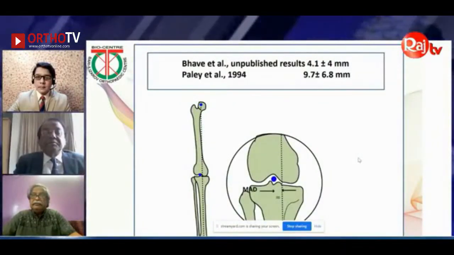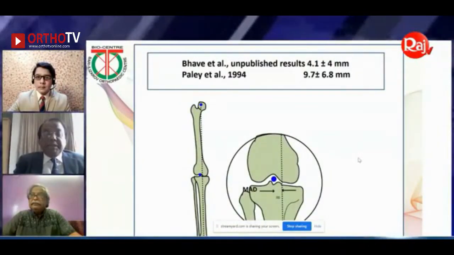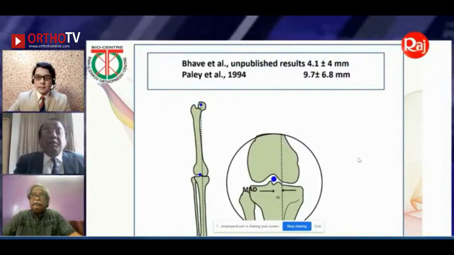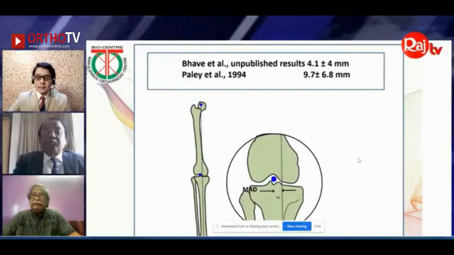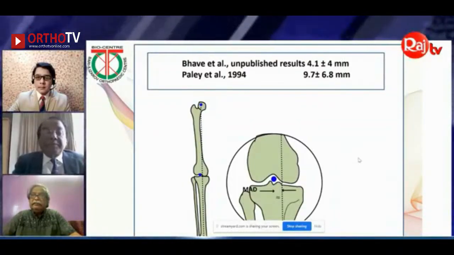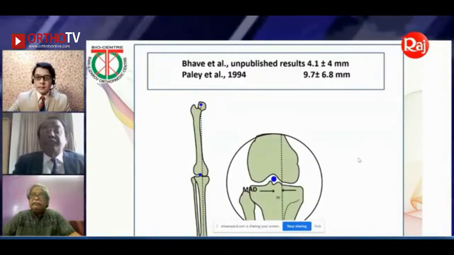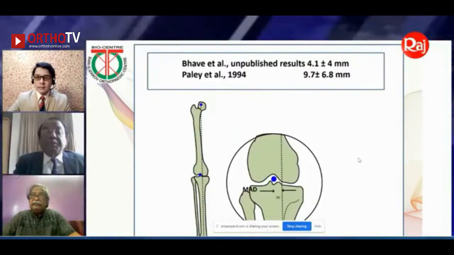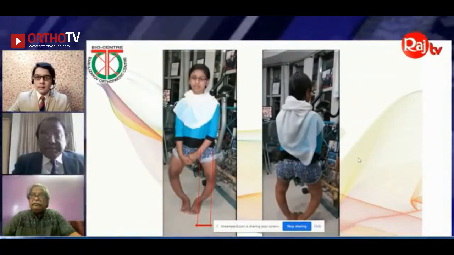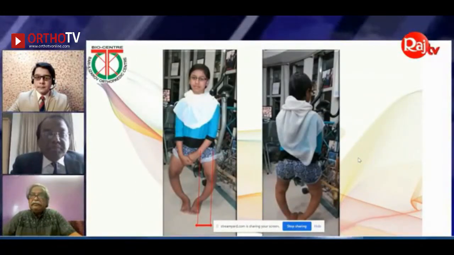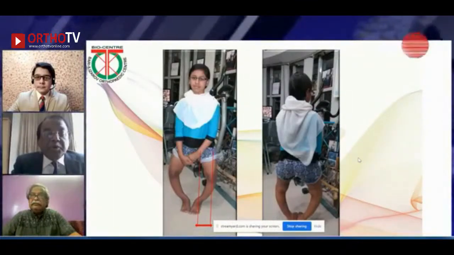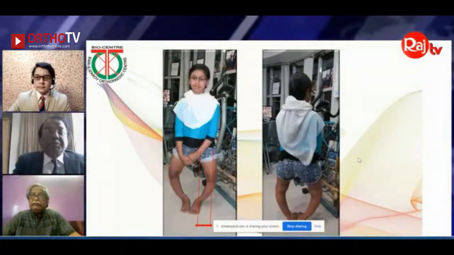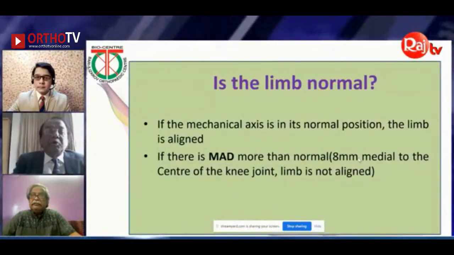You can see here the mechanical axis deviation from the left side. Webb et al., unpublished results, 4.1 plus or minus 4 mm. Pelle et al. 1994, 9.7 plus or minus 6.8 mm. Look at this. This is a bowing of the femur and at the same time bowing of the tibia, an O-shaped deformity. Now, is the limb normal?